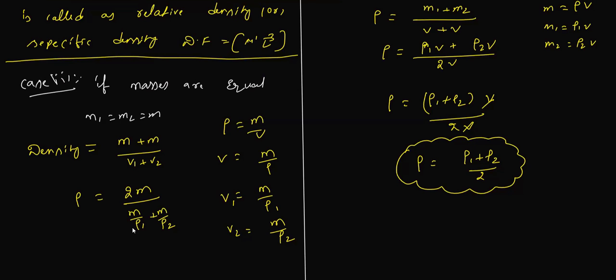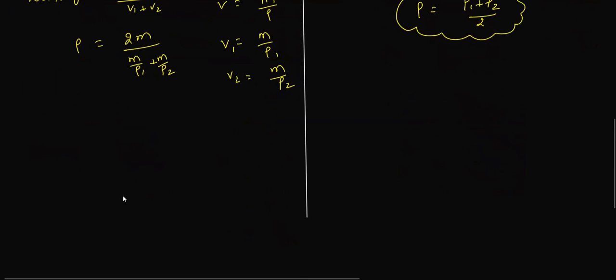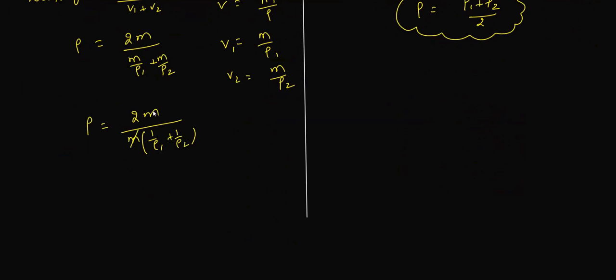So what we can do here is take M common. Rho equals 2M divided by M times 1 by rho 1 plus 1 by rho 2. So M and M will get cancelled. Now I'm reciprocating this equation. Understand carefully: sending this 2 here, it becomes 2 by rho equals 1 by rho 1 plus 1 by rho 2.